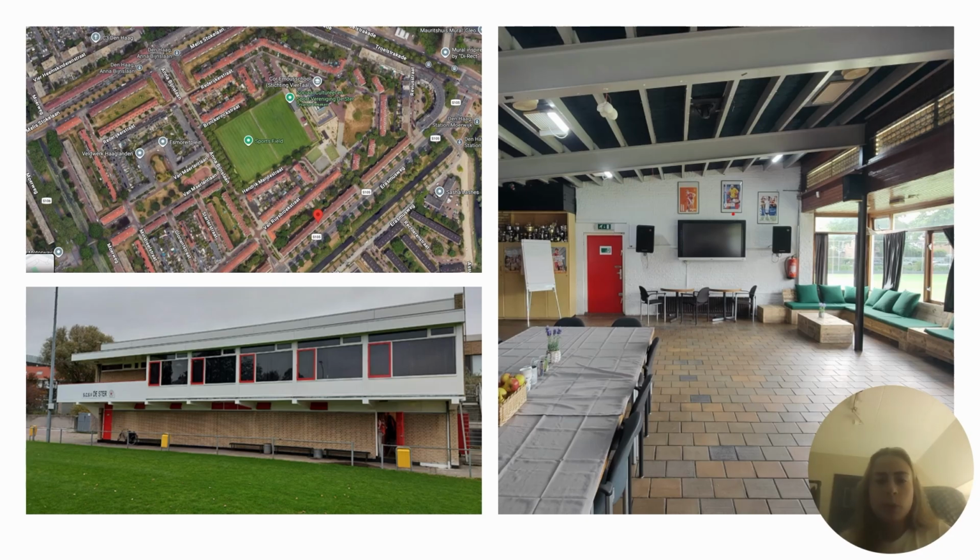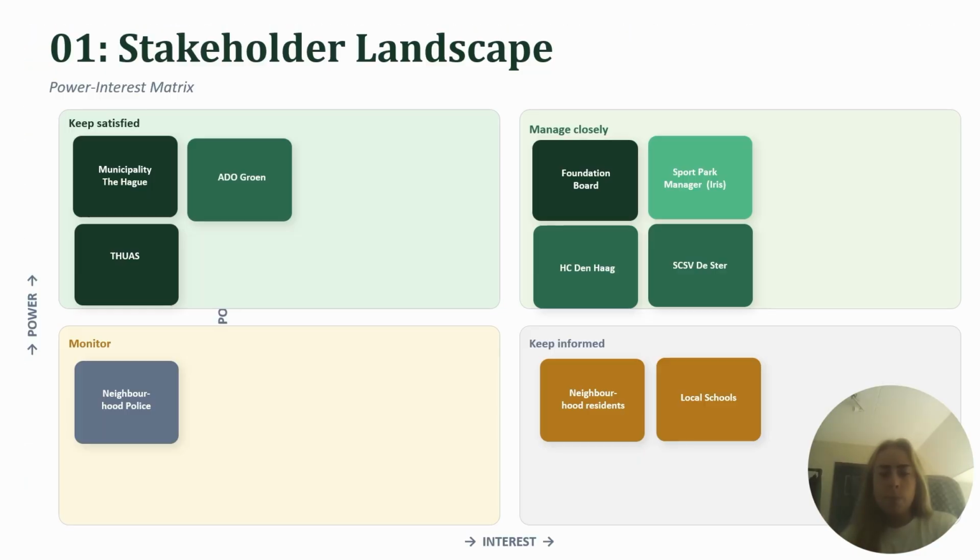It's located in the middle of a residential area, neighboring 2 schools. And on the right, a view from inside of the venue, and bottom left, a picture of outside of the venue. We use the power interest matrix to map all the key stakeholders.